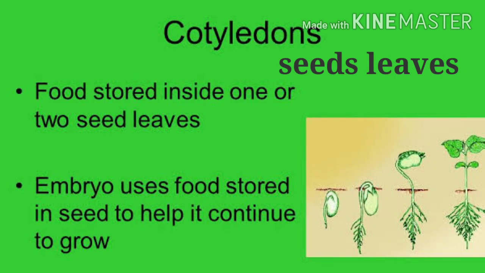The cotyledons or seed leaves are the second part of a seed. Food is stored inside one or two seed leaves. Embryo uses food stored in the seed to help it continue to grow. Some seeds have two cotyledons and some have only one cotyledon.